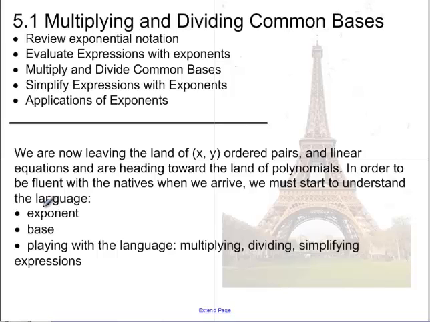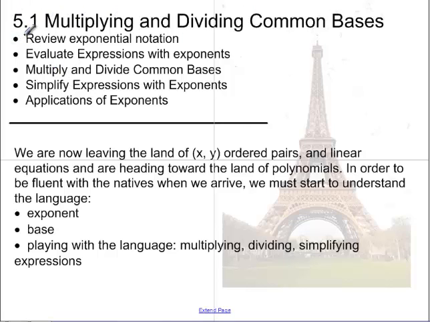Okay, well, today this video is going to continue talking about exponents, continuing section 5.1, multiplying and dividing common bases.